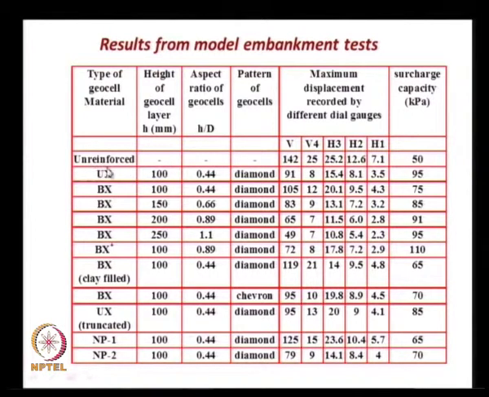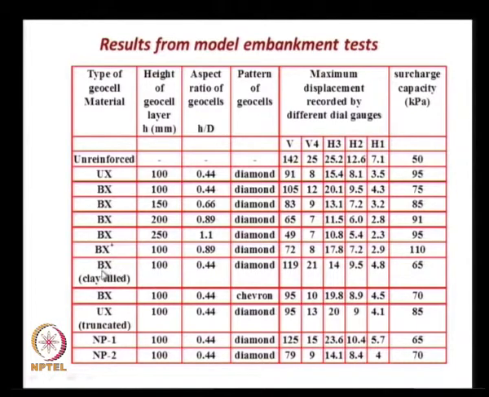And when the geocell was made of uniaxial geogrids of height 100 mm, that has an aspect ratio of height to diameter of 0.44, and the pattern of geocell was diamond pattern, the surcharge pressure capacity increased to 95 kPa. And if there is no subscript for the type of geocell material, that means that the geocell pockets were filled with clayey sand, and there were some tests performed with clay infill.